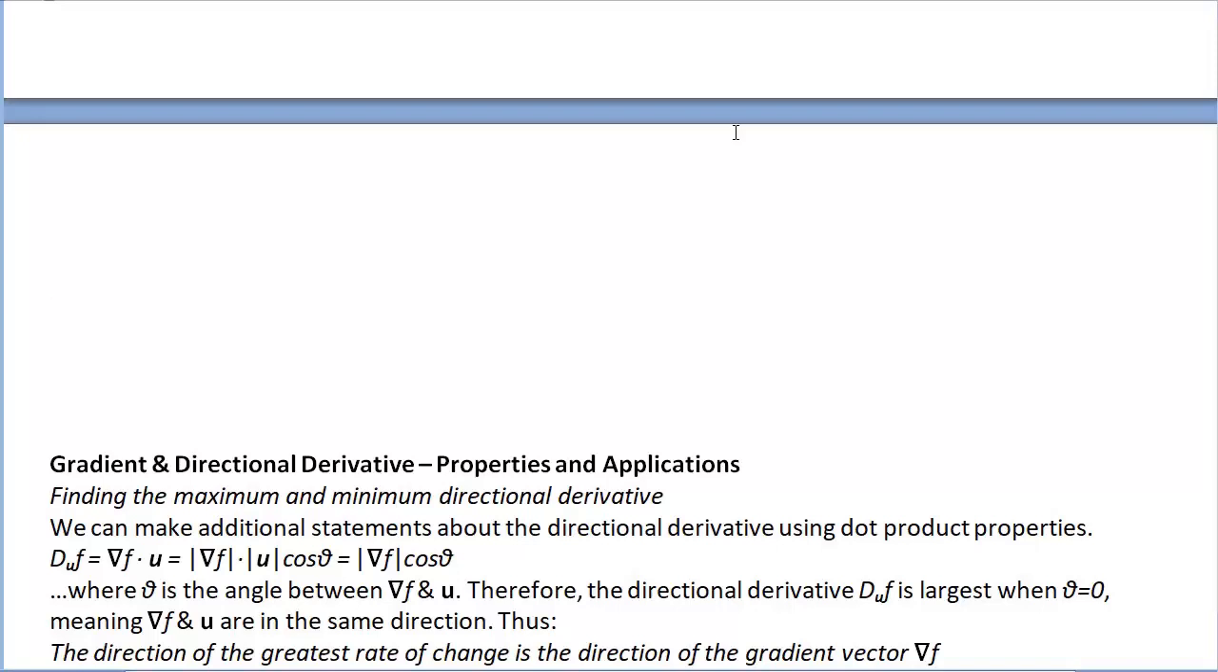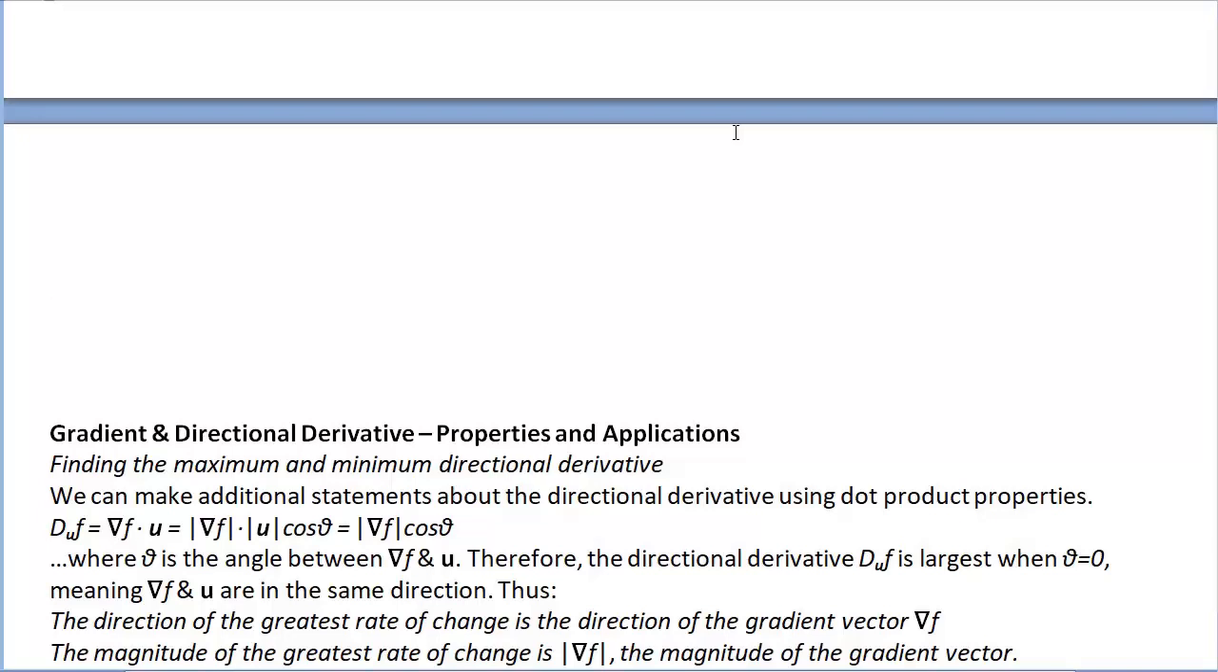And furthermore, what is the largest value for the directional derivative or the rate of change at a point? The magnitude of the greatest rate of change is the magnitude of grad f, the magnitude of the gradient vector. So it turns out that the gradient vector is the magical vector we talked about before. It is the vector that points in the direction of the greatest rate of change and whose magnitude is the greatest rate of change at any point.